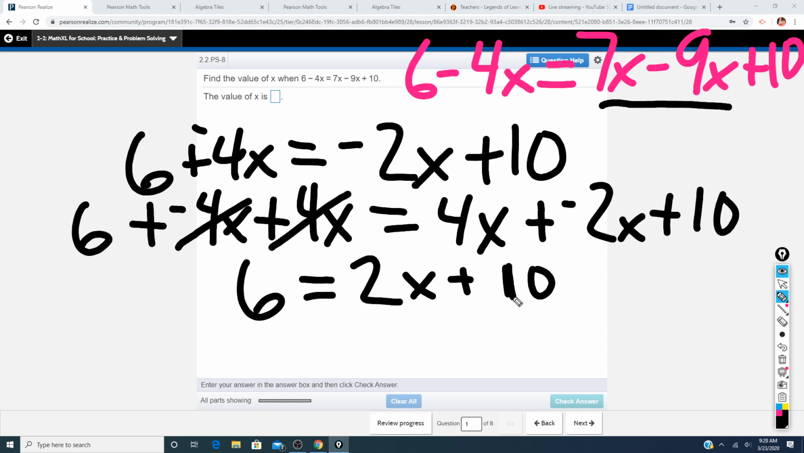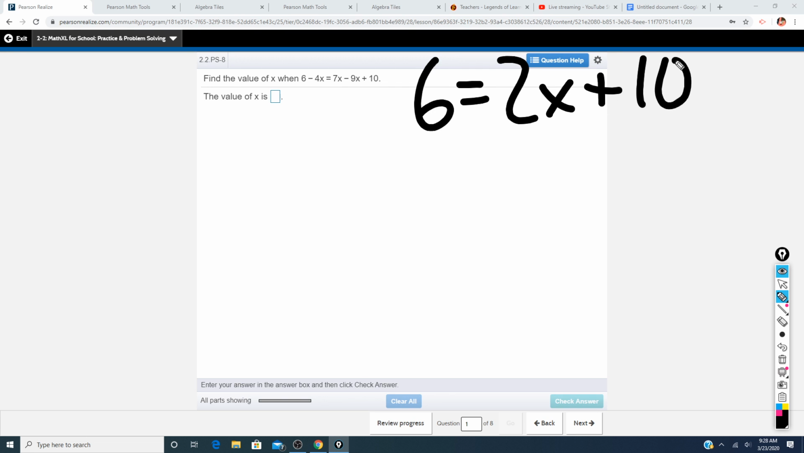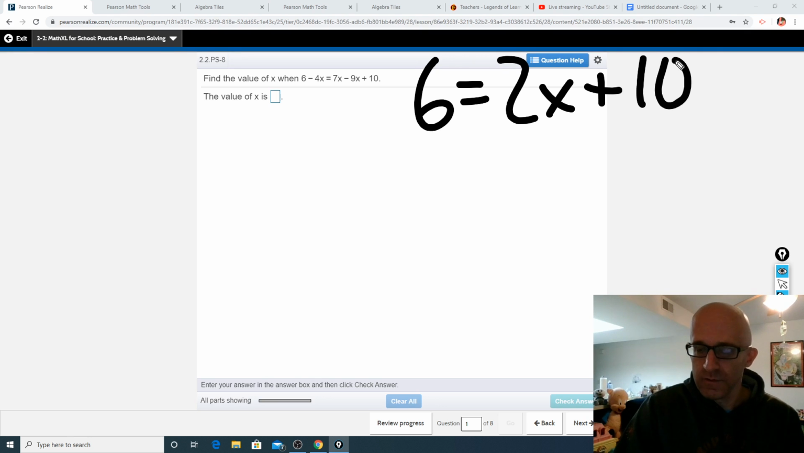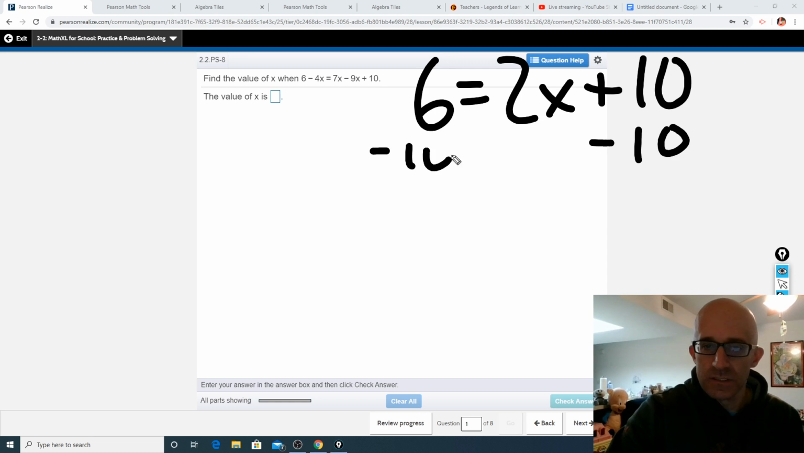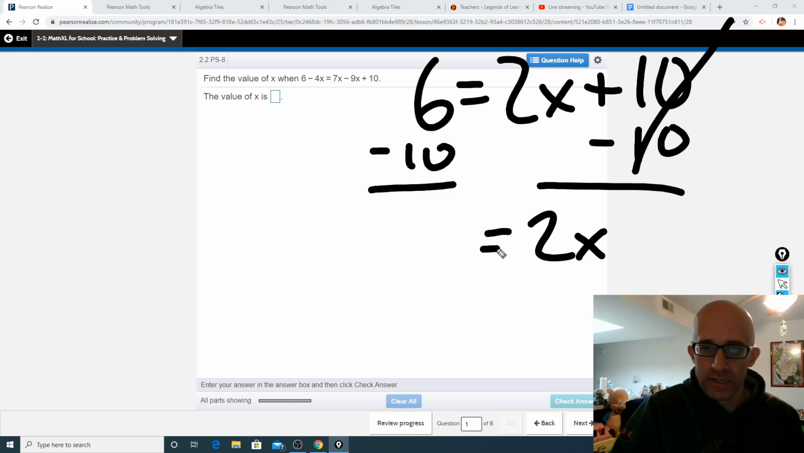Let me rewrite it up here. So 6 equals 2x plus 10. We want to get x by itself. So instead of adding 10, we're going to subtract 10 from both sides. The 10s are going to cancel. It's going to leave us with 2x equaling, and what's 6 plus negative 10, or 6 minus 10? It should be negative 4.